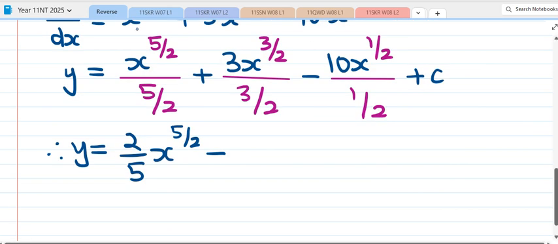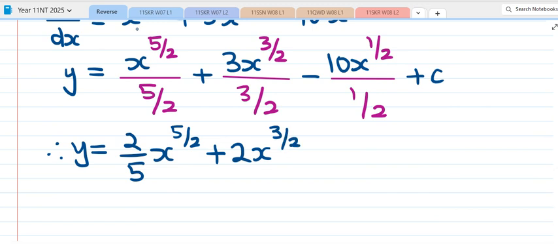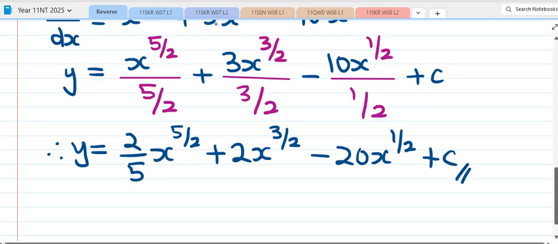So here plus 3 divided by 3 over 2 will be plus 2x to the power of 3 over 2. And then minus 10 divided by half will be minus 20. Okay, apology for that. Let me correct this one back. Plus C. Right, so this one is the final answer for the example E.